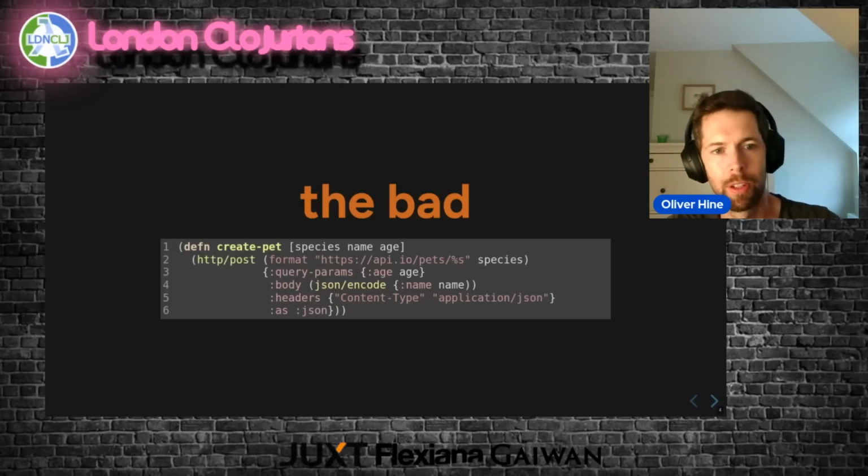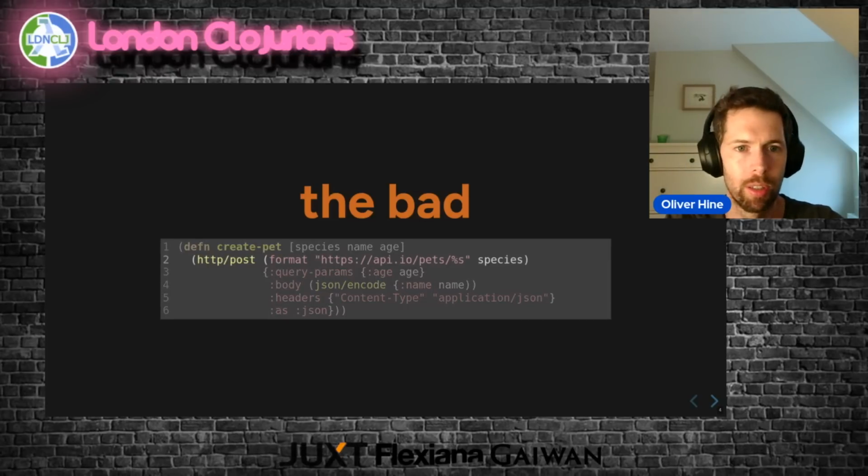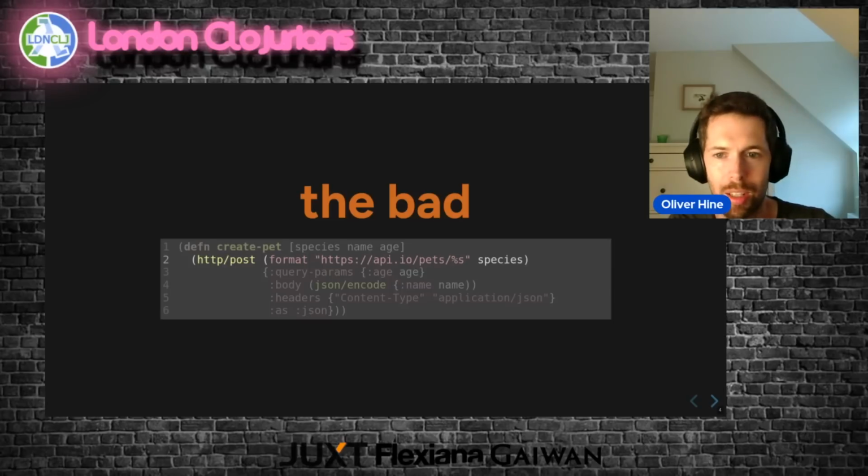And the contents of that function are very much HTTP domain, as we can see. So we've got stuff like the URL, which we're treating as a string. We know it's probably more complicated than that, but string concatenation gets you a long way. We know what the method is here. It's a post. We know that the species of the pet goes in the URL. This is knowledge that we've scraped off the API. Maybe we've read some documentation.